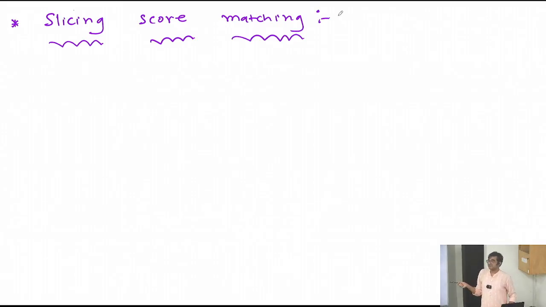Okay. So slicing score matching. In slicing score matching, the question I ask is, how do you match score? Score is a vector field. If you have score, you will try to match each of those vector fields, and if they match, that means the score is matching, right? Can you tell me any way of matching two vectors? It's a vector field. How do you match two vectors? Some easy way of matching two vectors.